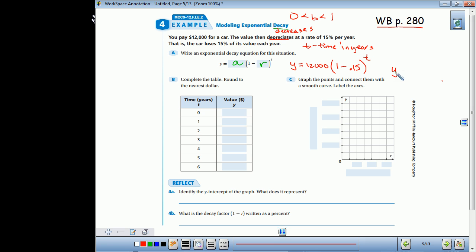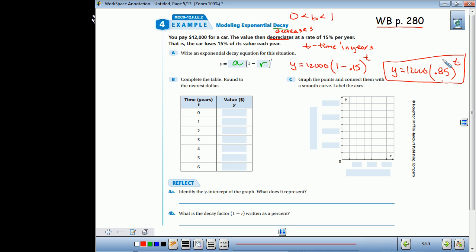Okay, so if I gave you this problem, it could look like this: 12,000 times 0.85 to the t. So if I just gave you this without the words, how would you know it's decay? Because it's less than 1. What is the rate of decay? If I just gave you this, how would you know? 0.15, because that's how far away this is from 1. That's the difference between this rate and 1.